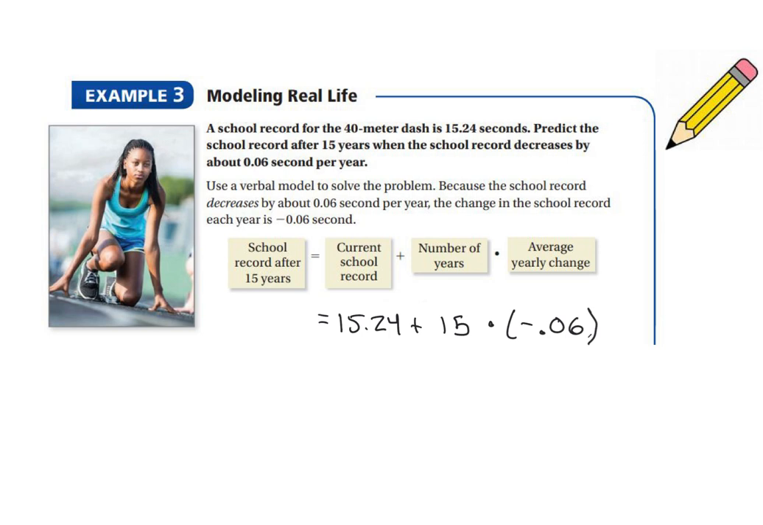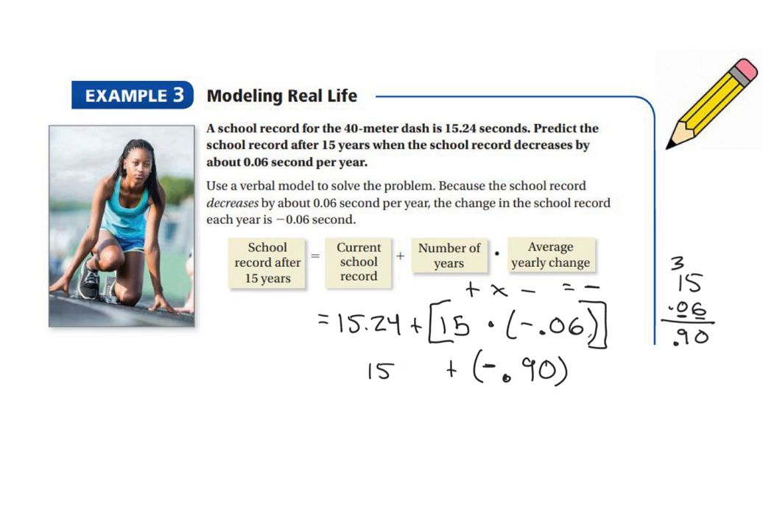Now we know through order of operations that we are going to have to do the multiplication first. So 15 times 0.06. 6 times 5 is 30. 6 times 1 is 6, and 3 is 9. And we had 2 digits after the decimal point, so this is 0.90, and a positive times a negative is a negative, so it's going to be negative 0.90.